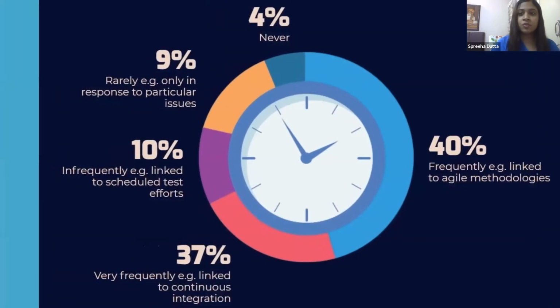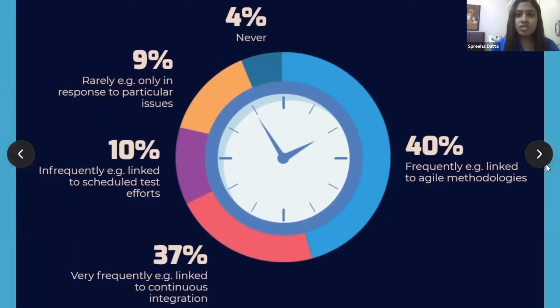So let's move on. So here we have a slide. This is actually from a survey that was conducted. It's from an open source survey, and different project groups were interviewed, and it was found that 40% of the people in the project groups were using automation scripts that were very frequently linked with agile methodologies. And then 37% very frequently used CI/CD, or continuous integration, continuous delivery, pipelines.